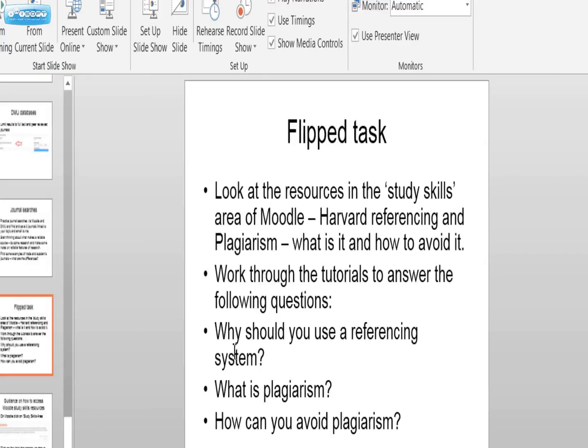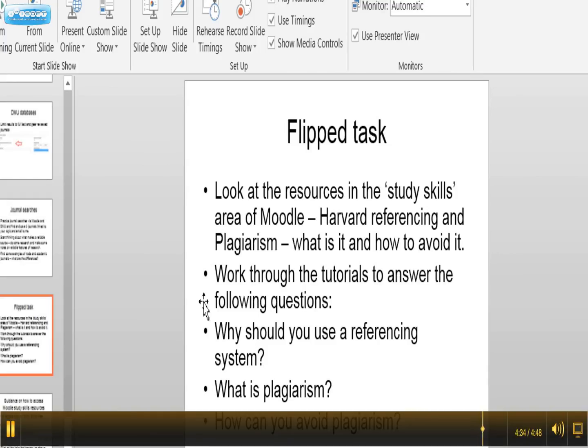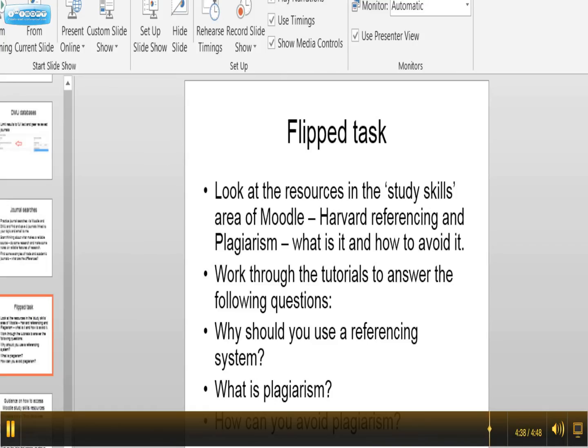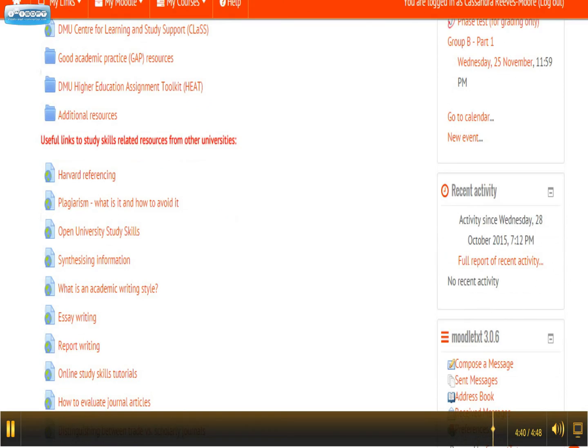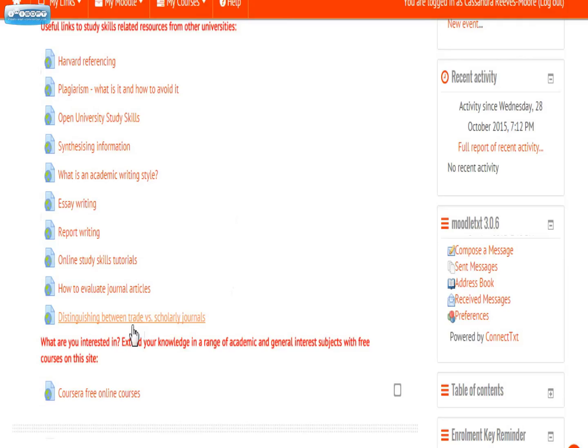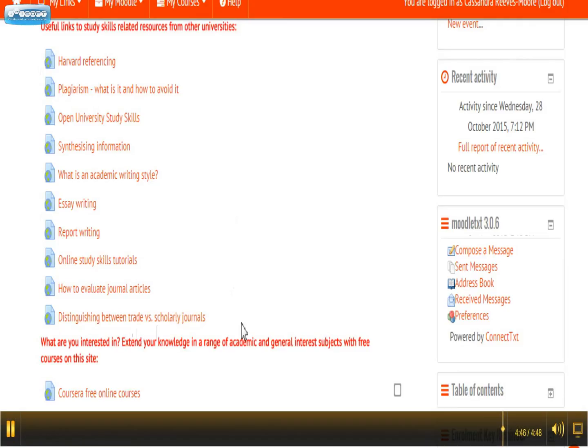And you need to consider these questions. Why should you use a referencing system? What is plagiarism and how can you avoid plagiarism? We'll be looking in the next session at referencing, but you should be familiar with using journal databases and exactly what journals are before you come to this session. You should also review distinguishing between trade and scholarly or academic journals so that you're aware of the differences between those.